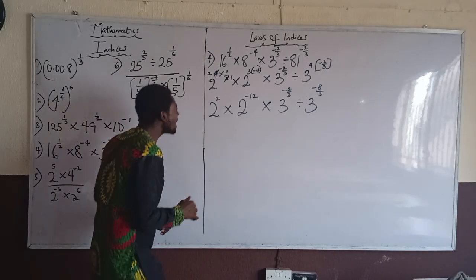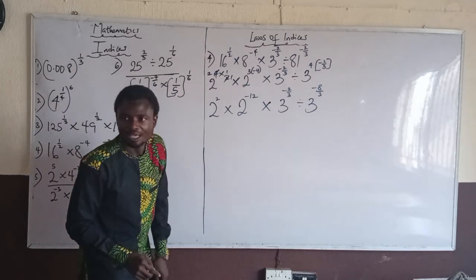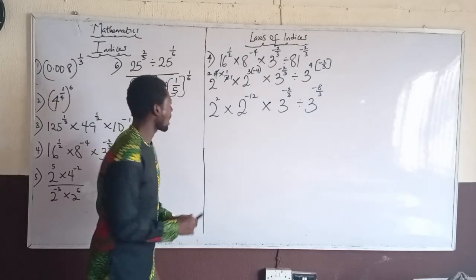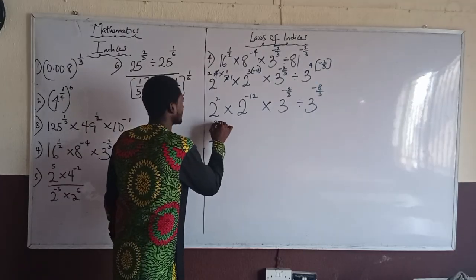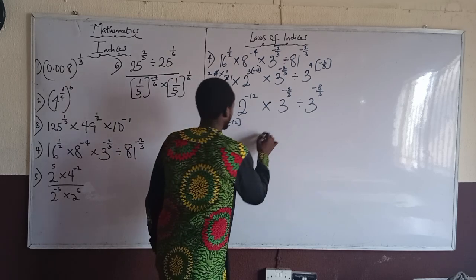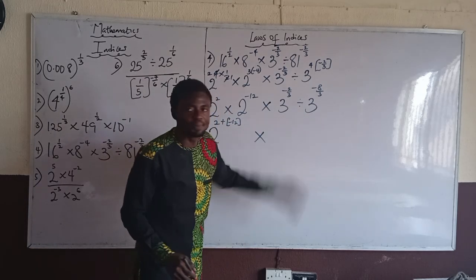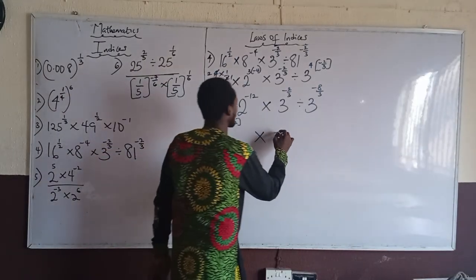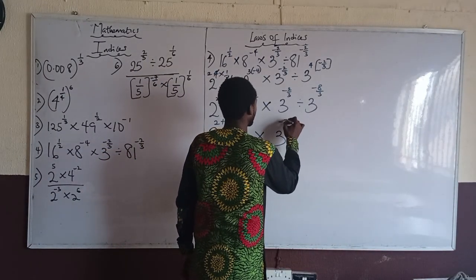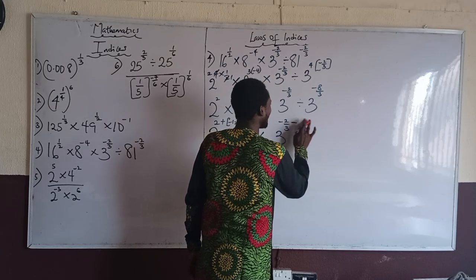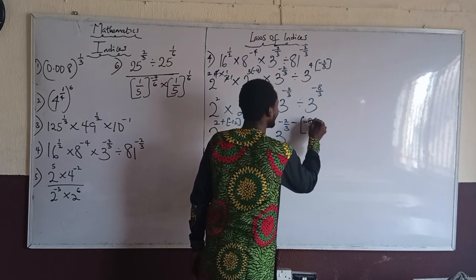Now, here I have the same base and I have multiplication between them. This is our first law. I will pick one and add. That is 2 raised to power 2 plus minus 12 times. I have the same base here and I have division between them. I will pick one and subtract. Minus 2 over 3 minus 8 over 3.